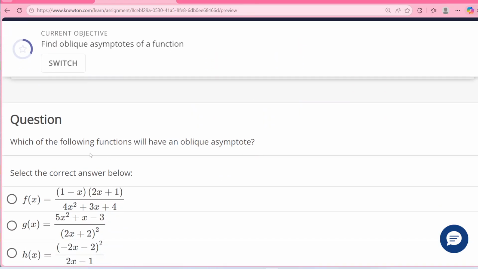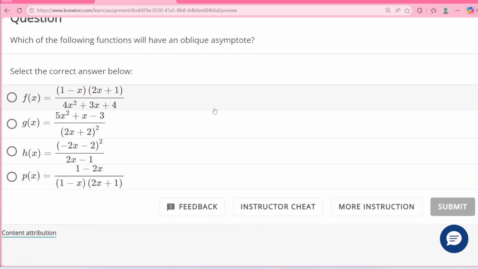Again, oblique asymptotes. Now it says, which of the following functions will have an oblique asymptote? So it's just a multiple choice thing. And you should remember, for these rational functions, you're going to have an oblique asymptote when the degree of the numerator is just one more than the degree of the denominator. So this one, if you multiply it out, would be degree 2 over degree 2. So no, degree 2 over degree 2, no, degree 2 over degree 1, it's this one.